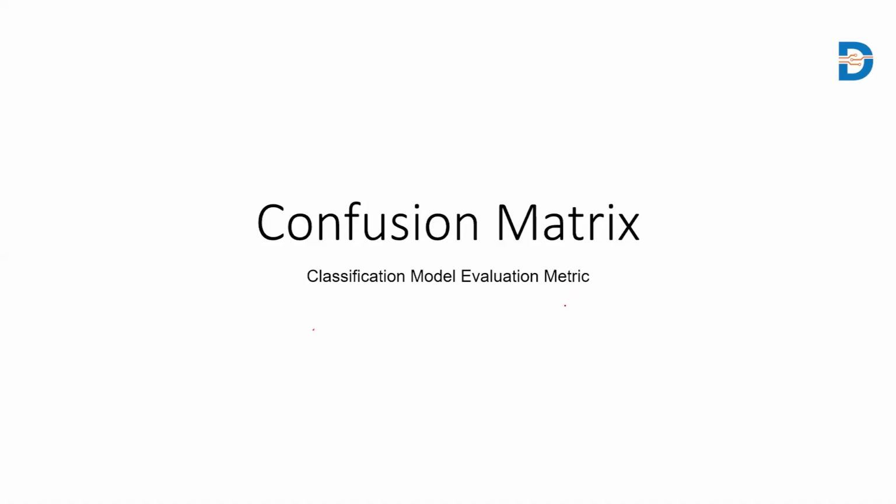Everyone. Today in this video, we're going to learn about confusion matrix, which is one of the important classification evaluation metrics. The other evaluation metrics when we speak about classification are accuracy, precision, F1 score, ROC, AUC curve, where all these stand as derivatives of confusion matrix.